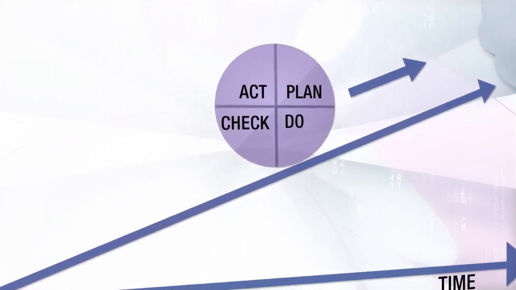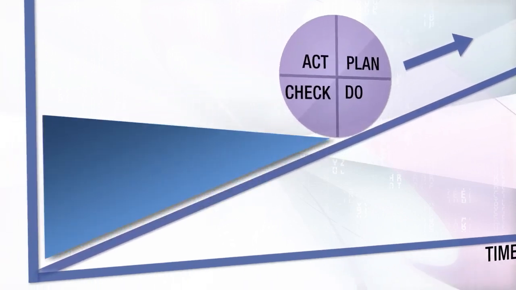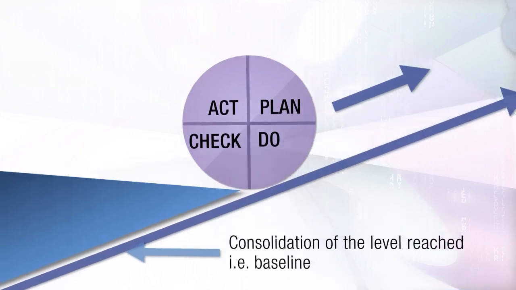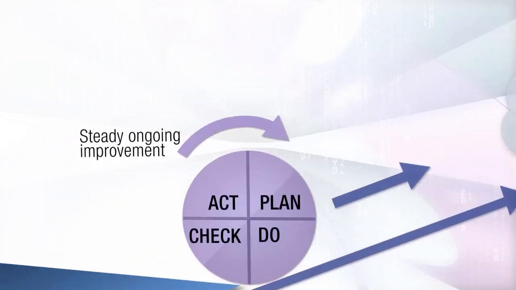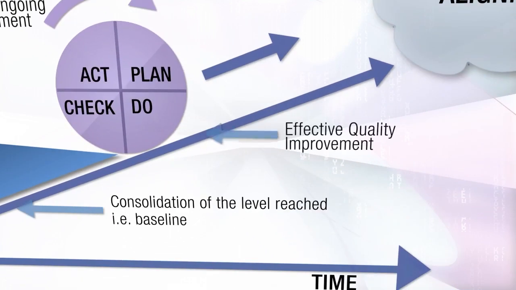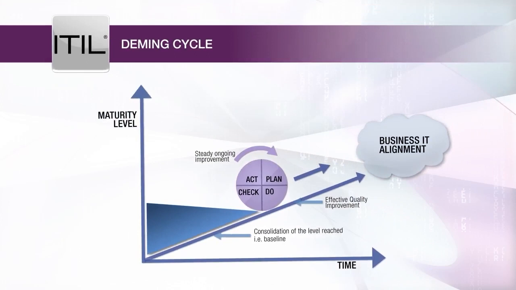Once these steps are worked through, there follows a phase of consolidation which prevents the circle from rolling back down the hill. Our goal in using the Deming cycle, or the PDCA cycle as it is now more commonly known, is steady, ongoing improvement. It is the underpinning philosophy of continual service improvement.